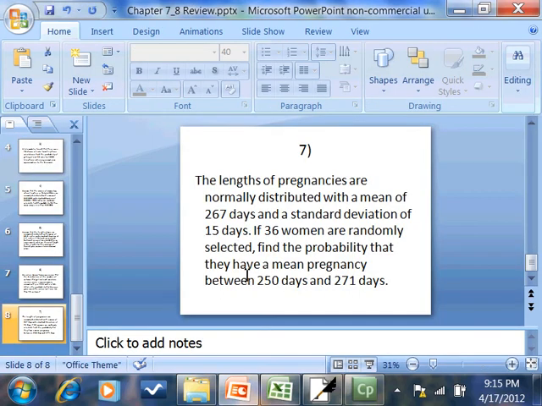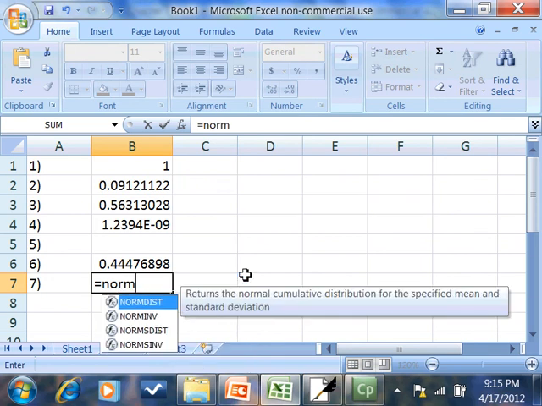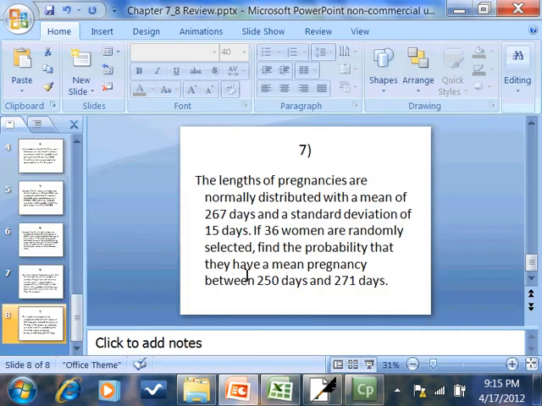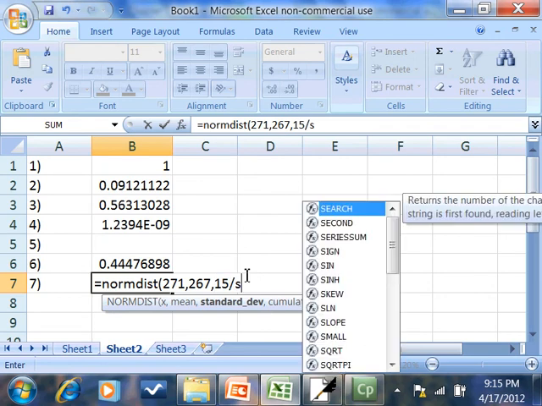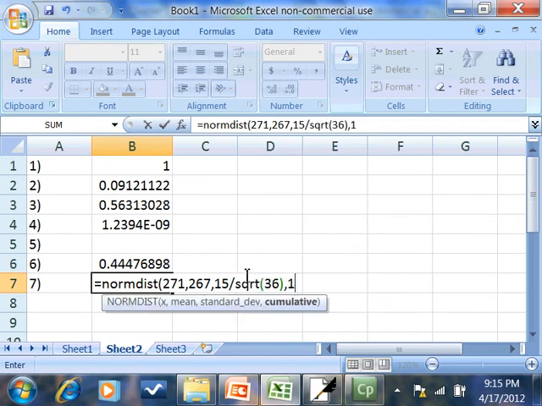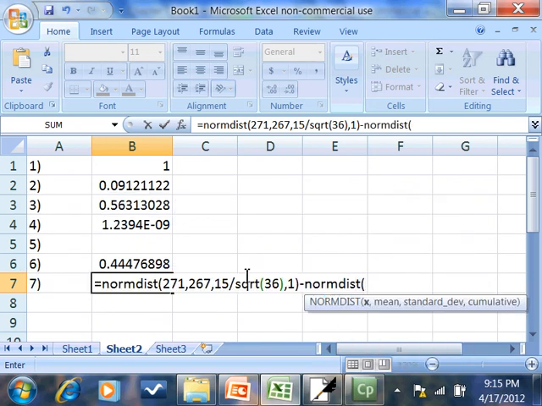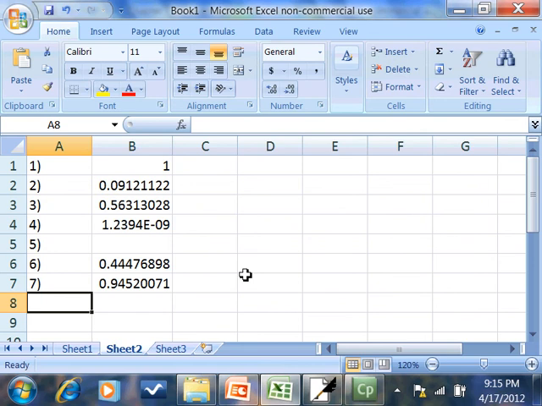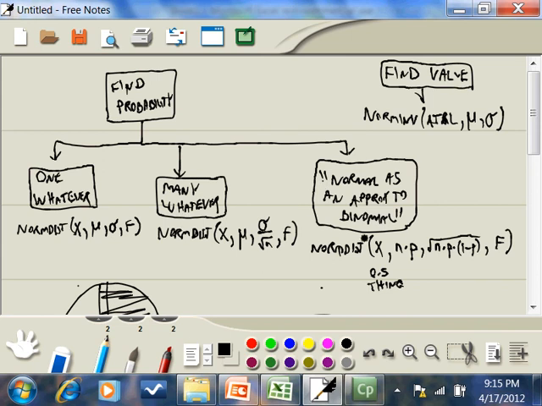So let's see, 271. So equals NORM.DIST, 271. Our mean, which was 267. And then our standard deviation, which is 15 divided by the square root of 36, comma 1, minus NORM.DIST, 250, and 267, and then 15 divided by the square root of 36, comma 1. And that'll give us our answer. So again, this flow chart is what you use to decide what to use in what circumstance.